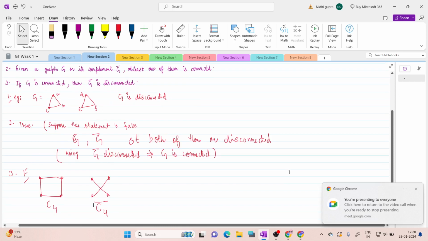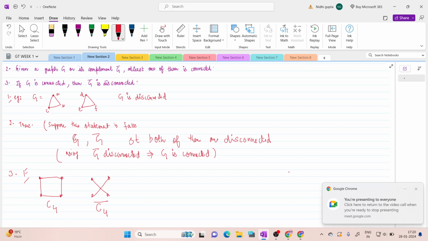Ma'am, this complement is not connected. How can you say it is connected? Oh, this complement is not connected. Yes, you are right. Take P4. P4 is connected, and the complement of P4 is also connected. So Anupam, sorry, your example is wrong.